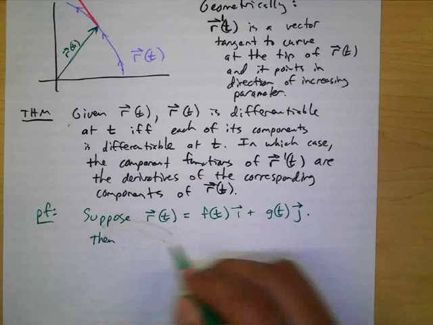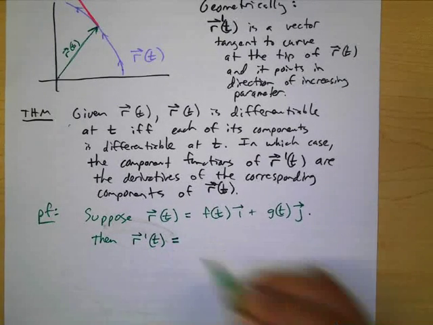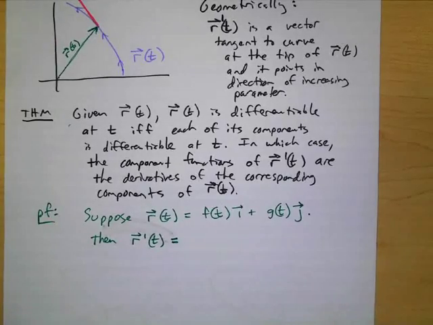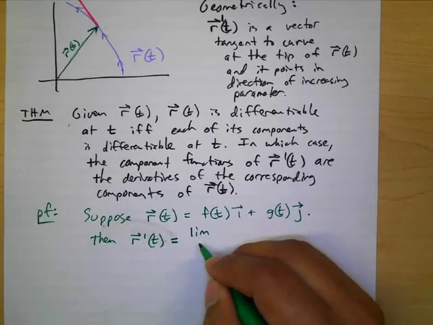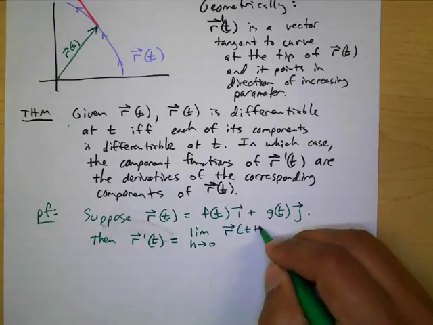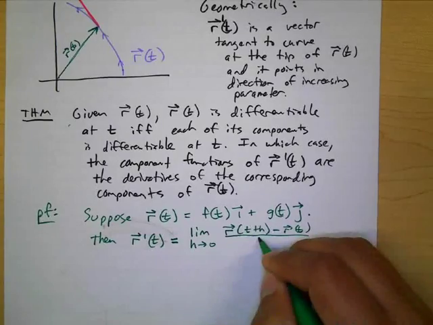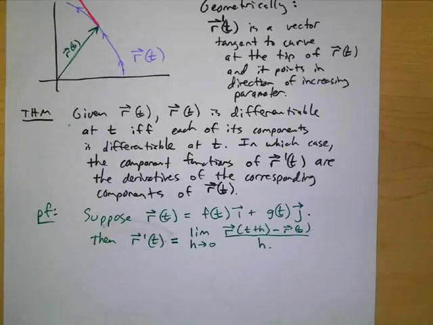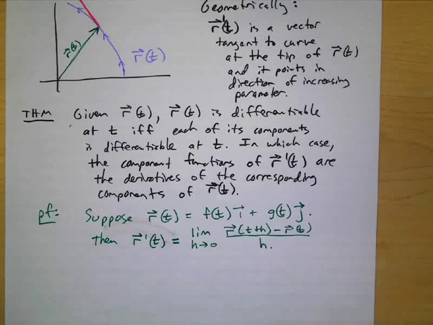Now, if we want to go ahead and calculate R prime of t, how do we find the derivative right now? You take the limit as h approaches 0 of R of t plus h minus R of t over h. So we know that much, because that's what we've talked about, right? We know what vector valued functions look like. We know that to find the derivative of a vector valued function, you just have to use the definition.